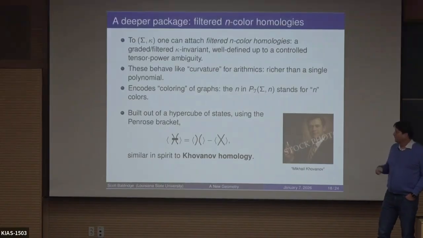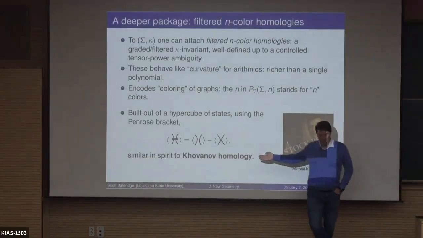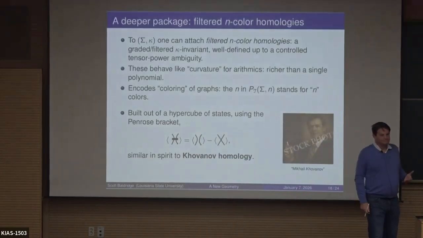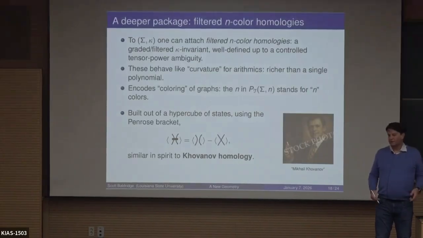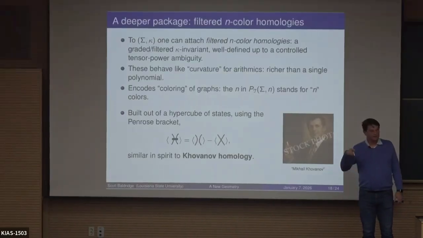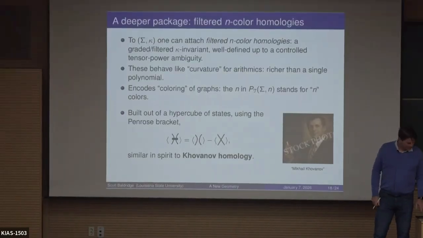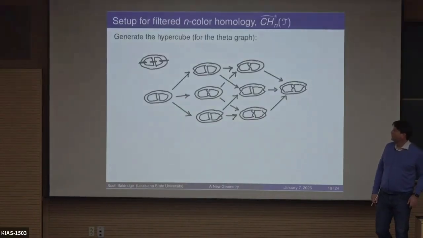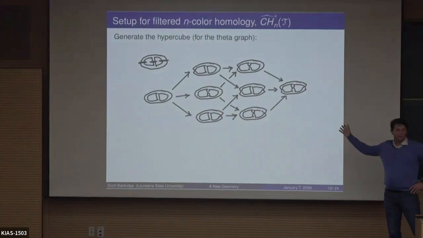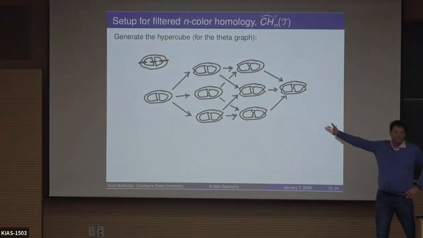Okay? It's built out of, obviously, this is screaming to let's build a hypercube. Let's see if there's a way to categorify that. Let's see if we can show that there's a differential. And that's exactly what I did. So here's an example of a theta graph. And I drew it out as a hypercube because why not? And you see that it looks a lot like Mikhail's type of hypercube, but it's a little different, right?